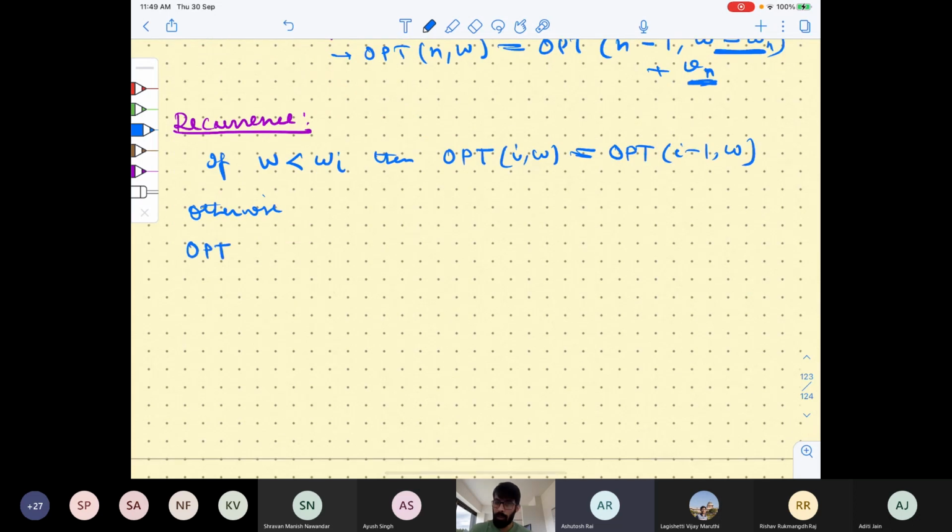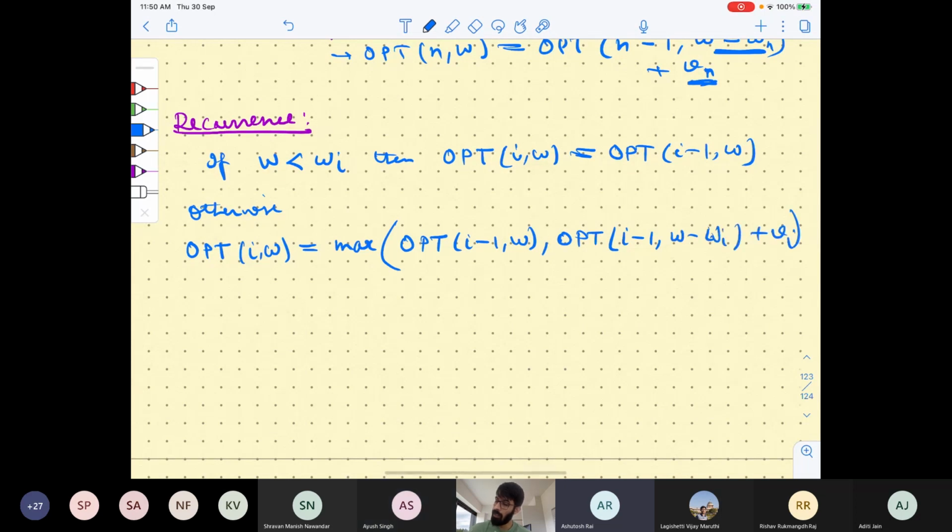And otherwise, opt of i comma w. Can somebody tell me while I'm writing it? Max of opt of i minus 1 comma w, comma opt of i minus 1 comma w minus wi plus vi. And that's it. This is the recurrence, because now we need to add the value instead of the capacity to get to the opt, right?